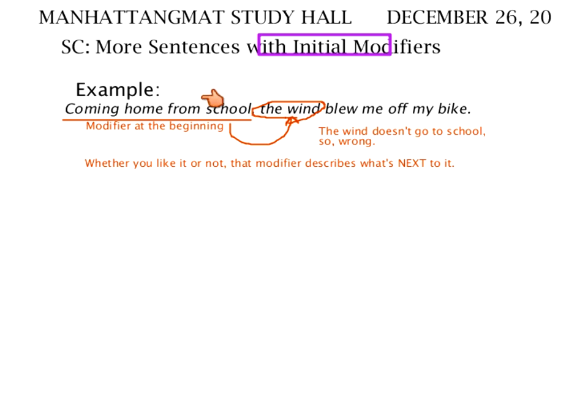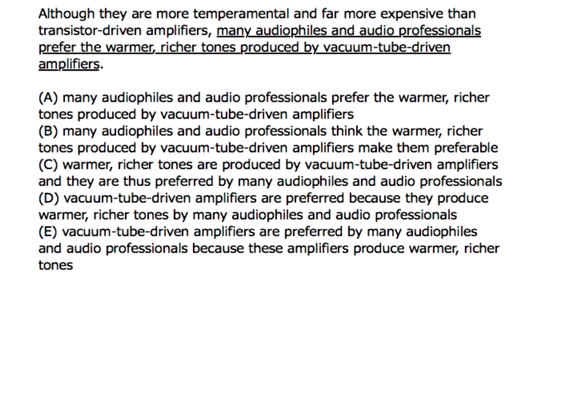What's wrong with this sentence is that it suggests that the wind was coming home from school. So if we take that into this example here: although they are more temperamental and far more expensive than transistor-driven amplifiers. Well, this is not technically speaking a modifier, because, starting with they here, this is actually a complete sentence.